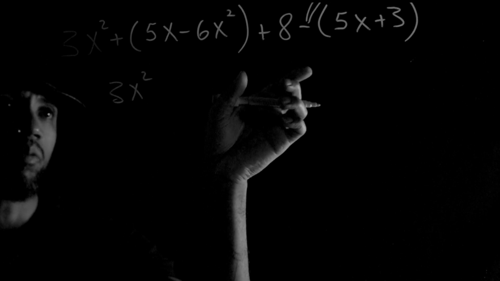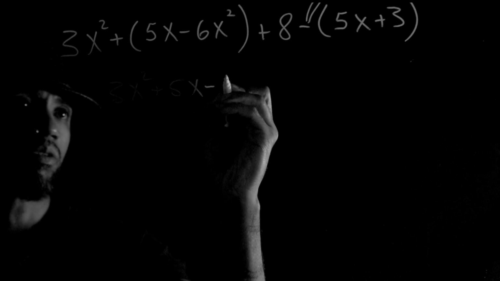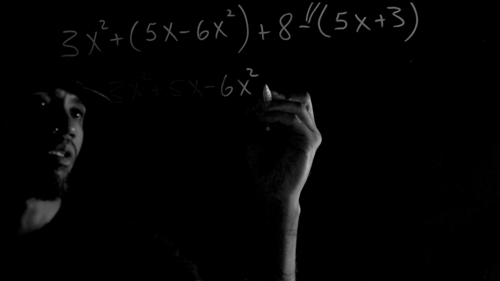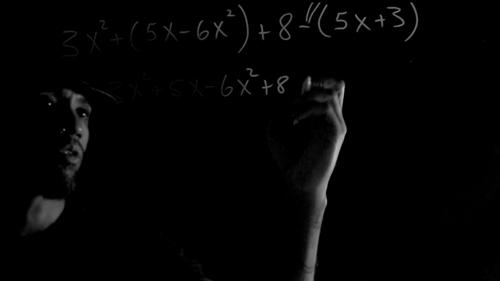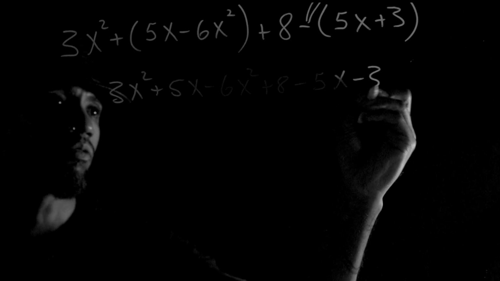So essentially what we're doing is reversing everything in here, reversing the sign. So if you would write it one more time, and then you can just have this part opposite, that would be ideal. So 3x squared. This right here we can take out of parentheses. We don't need it. Plus 5x minus 6x squared plus 8. And now this is going to be a negative 5x. And now this is going to be a negative 3.